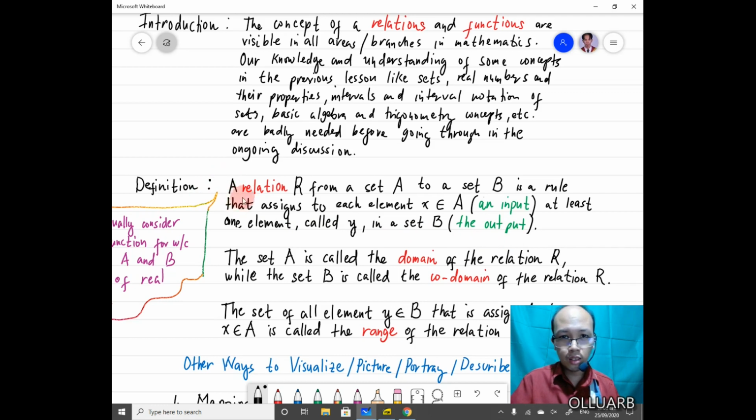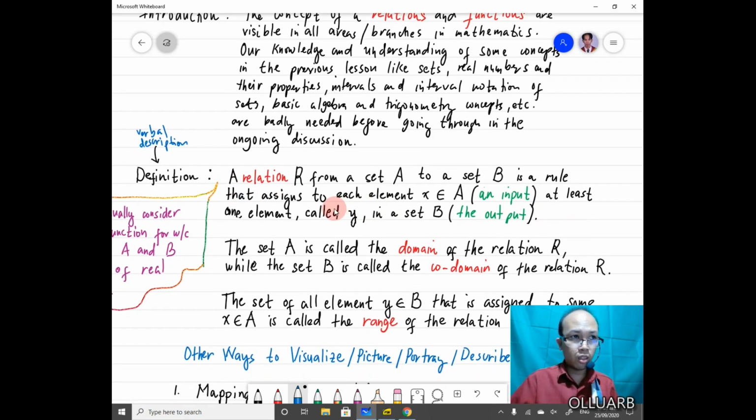So what does this definition mean? This is what we call the verbal description of a relation. So what does this definition of a relation mean?